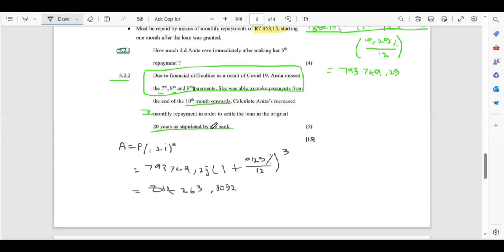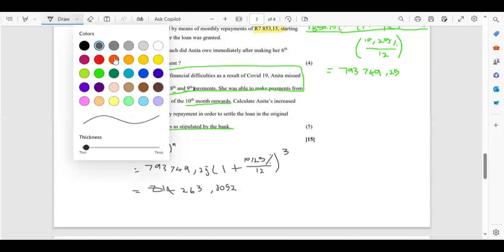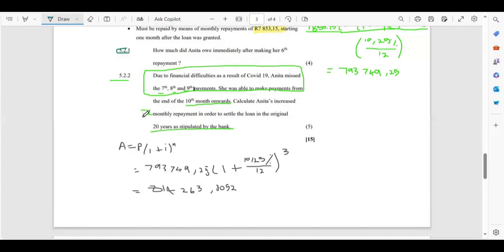All right. Now, this is the amount she is owing. Now I need to calculate the monthly repayments in order to settle the loan within the original 20 years stipulated by the bank. Now, I would need to make use of my present value formula. Why? Because here there is an annuity. There are monthly repayments which are equal and are made at regular intervals. So let me first start by writing down my present value formula. Now, I'm calculating for my X.